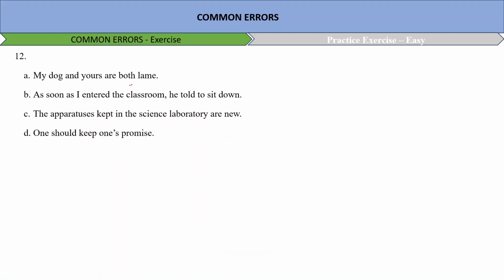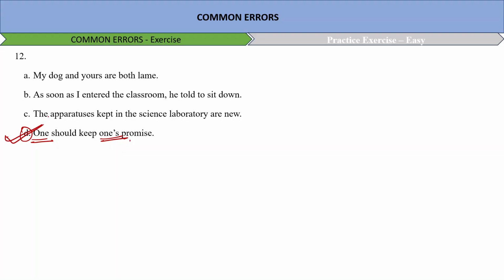My dog and yours are both lame. As soon as I entered the classroom, he told to sit down. The apparatuses kept in the science laboratory are new. One should keep one's promise. Okay, so you see, one should keep one's promise. A sentence which begins with one will always be followed by a pronoun which is related to one: one's, or oneself. Appropriate, correct, up to my knowledge.